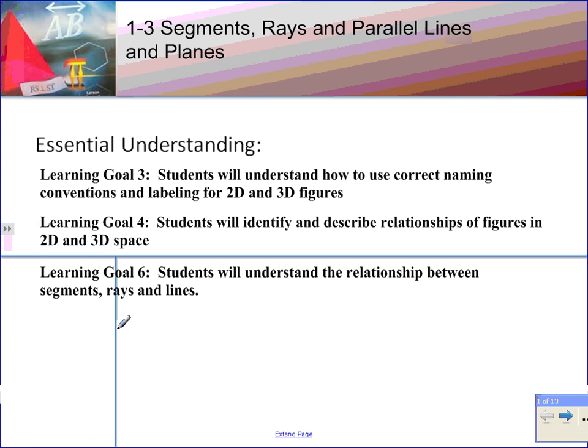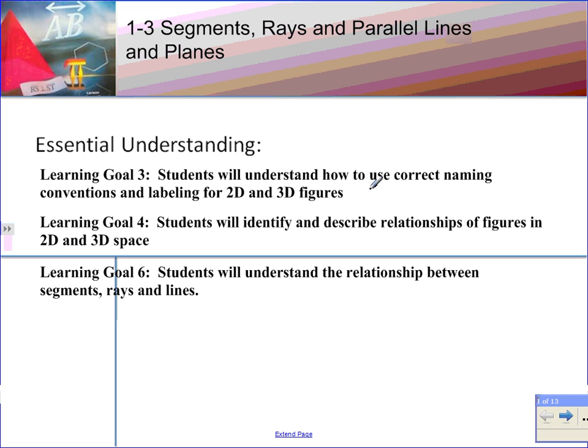Okay, in this lesson on segment 1-3, we're going to focus on segments, rays, and parallel lines and parallel planes. So we're going to focus on 3 learning goals for this. So you might just want to indicate that we're looking at learning goals 3, 4, and 6.